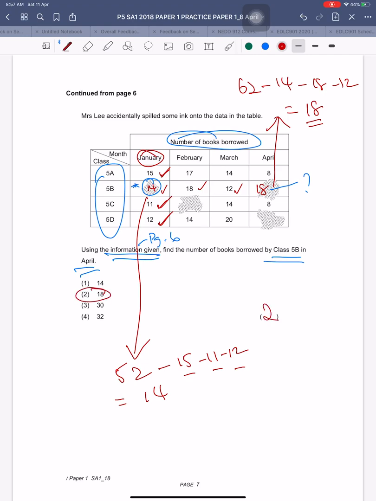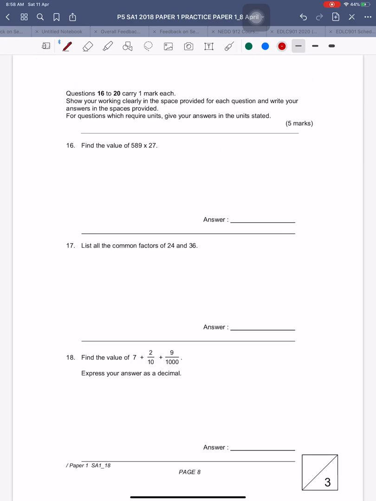So you might want to pause here and re-look at this part again of how I get the answer. You find that for this whole question, this value and these two values, actually they are not important at all. Let's go on. I hope so far you are doing well. Let's look at question 16.